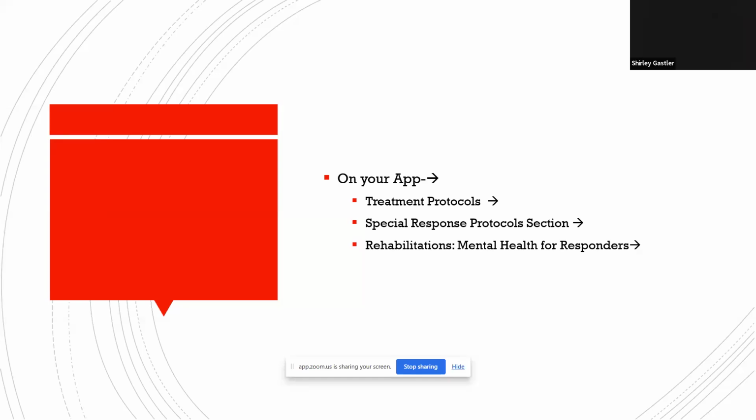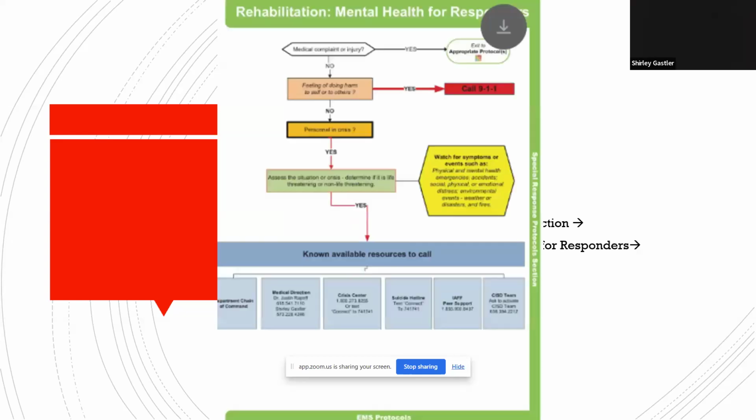So if you go into your protocol app, you go to treatment protocols, go to the special response protocols section, and go to rehabilitation mental health for responders. This is not for patients. This is for us. This is exactly what it looks like, and exactly what the slide shows. It's got a pathway that you can follow, and I can tell you that this protocol has been used many multiples of times.